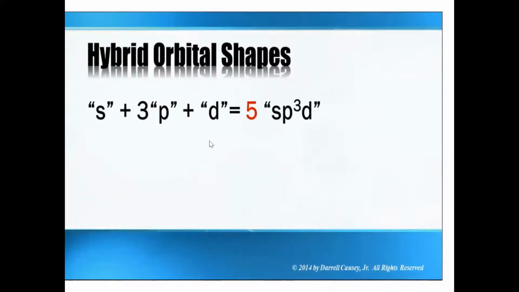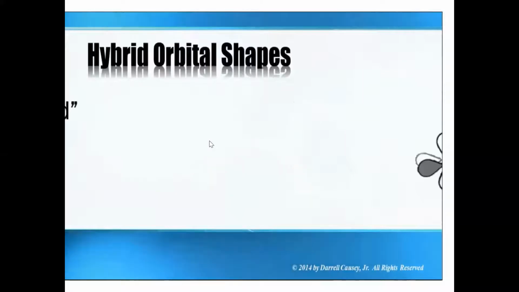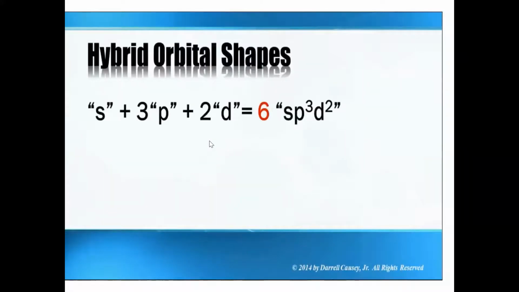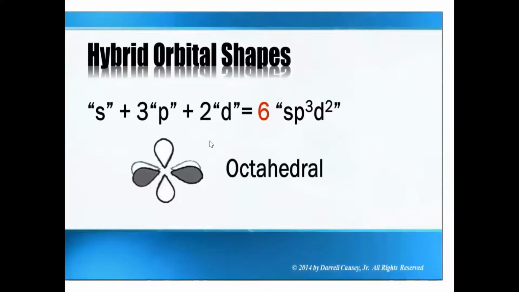Now we have an s, 3 p's, and a d. They're going to combine and give us 5 sp3ds, and it's going to look something like this, and of course that's trigonal bipyramidal. Now we have an s plus 3 p's plus 2 d's. Add them up, we get 6 brand new sp3d2s, which would look something like this and is considered octahedral.